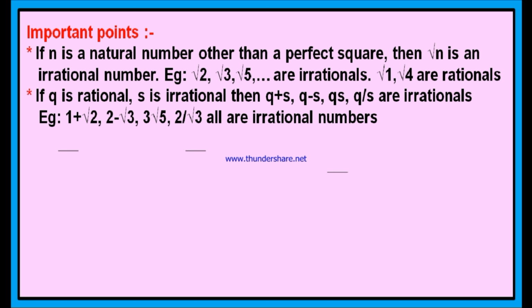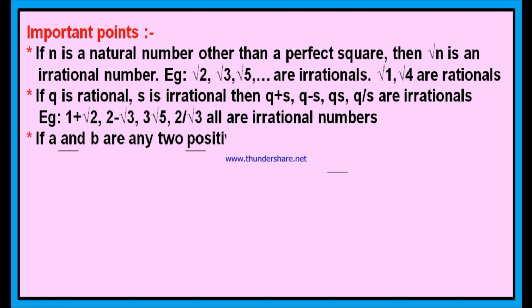If I am given a rational number and an irrational number, whatever their order, whether you add the rational number to the irrational number or the irrational number to the rational number, you will get the same irrational number finally. 1 plus root 2 is nothing but root 2 plus 1. If 1 plus root 2 is irrational, root 2 plus 1 is also irrational. Similarly, 2 minus root 3 is irrational, root 3 minus 2 is also irrational. 3 into root 5 is irrational and root 5 into 3 is also irrational. 2 divided by root 3 is irrational and root 3 divided by 2 is also irrational. Is it clear? Good. Now look at the third point.